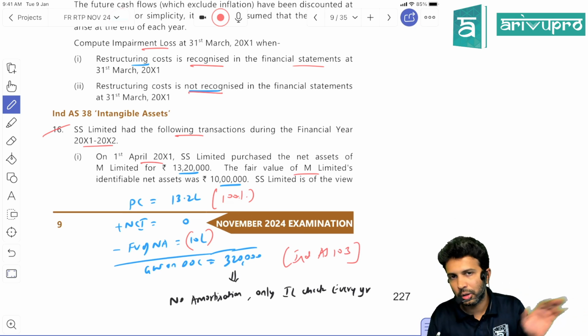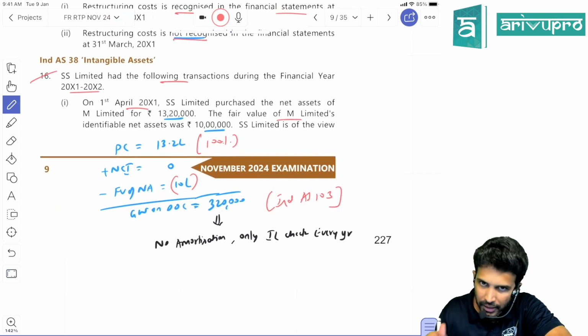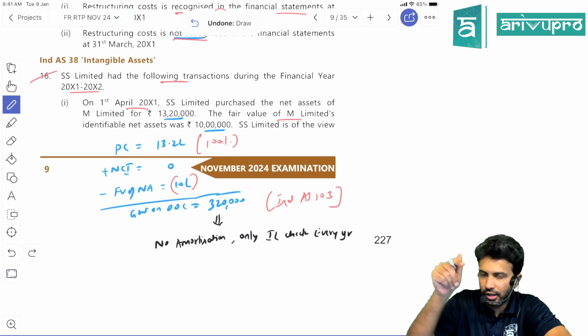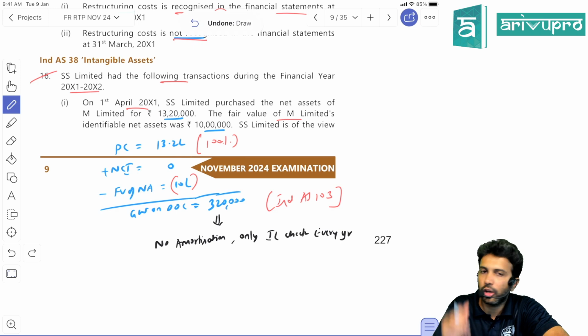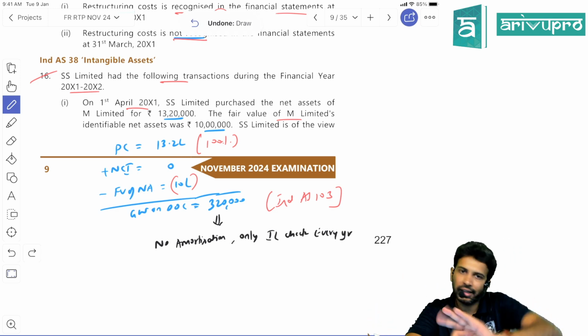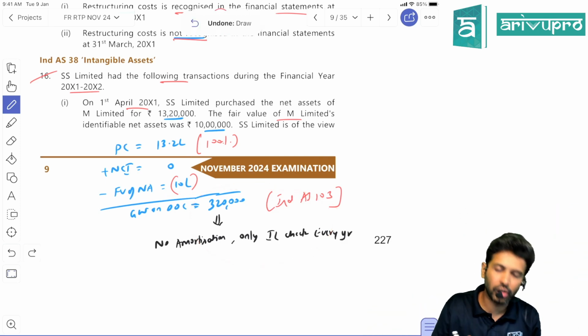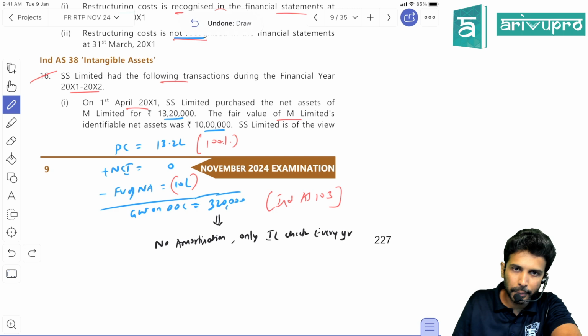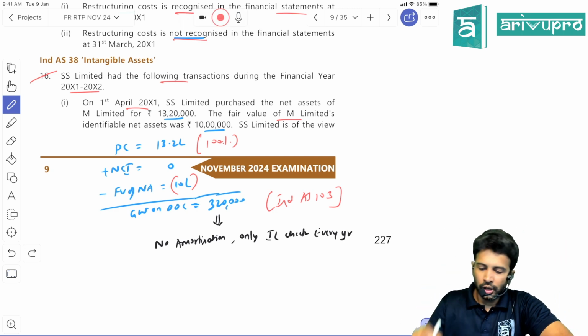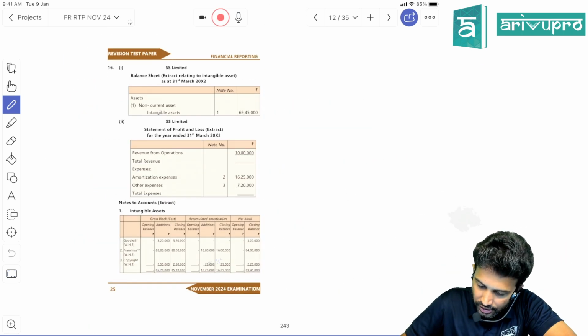This goodwill is not amortized, but you only check for impairment of this on an annual basis. Every year, whether this particular goodwill is impaired or not, you need to compulsorily check. Whether an impairment indicator is there or not is irrelevant. At least once every year, you need to check whether this goodwill is impaired or not. Correct, sir?